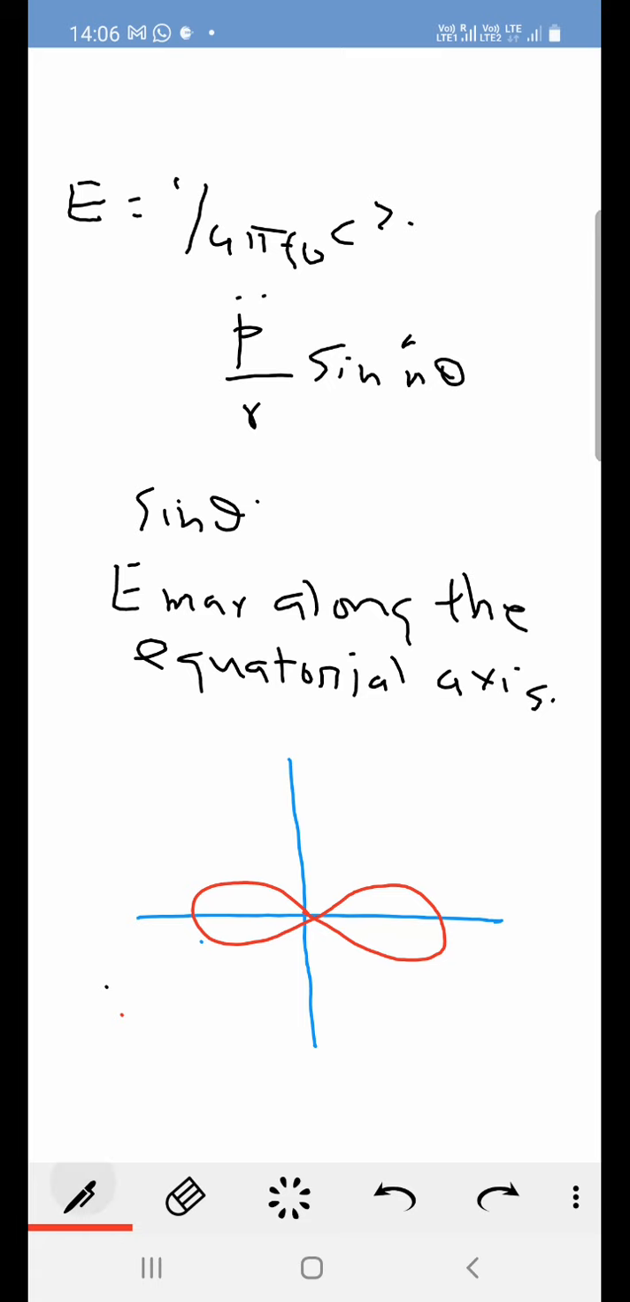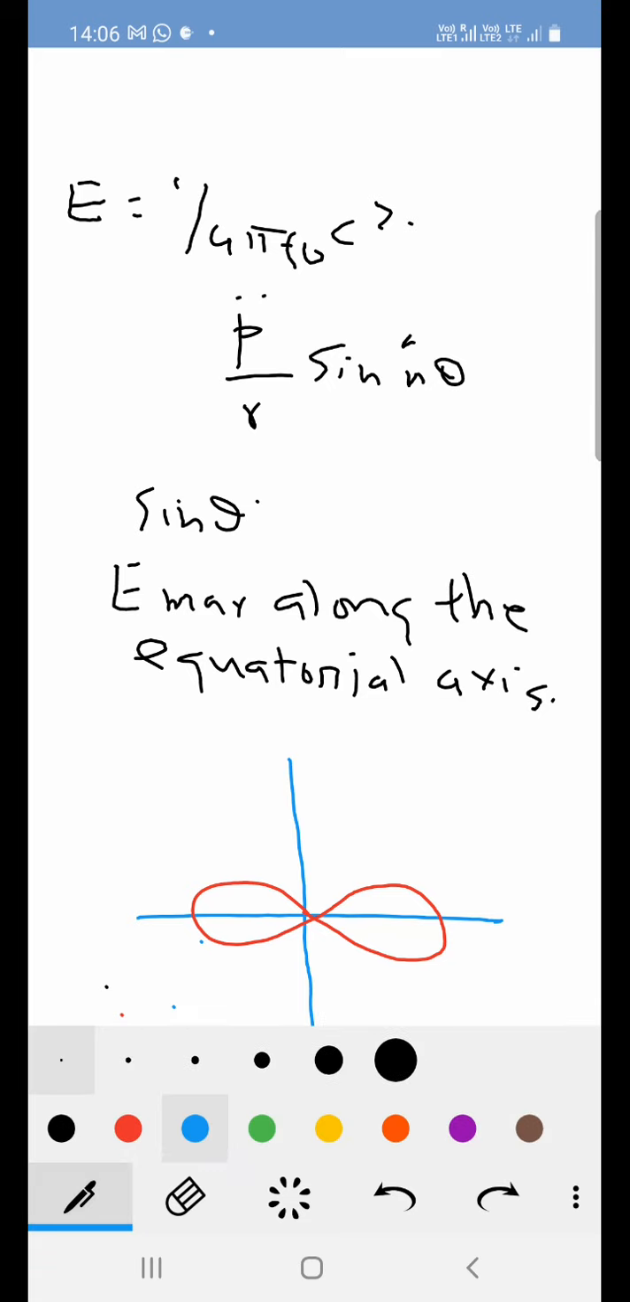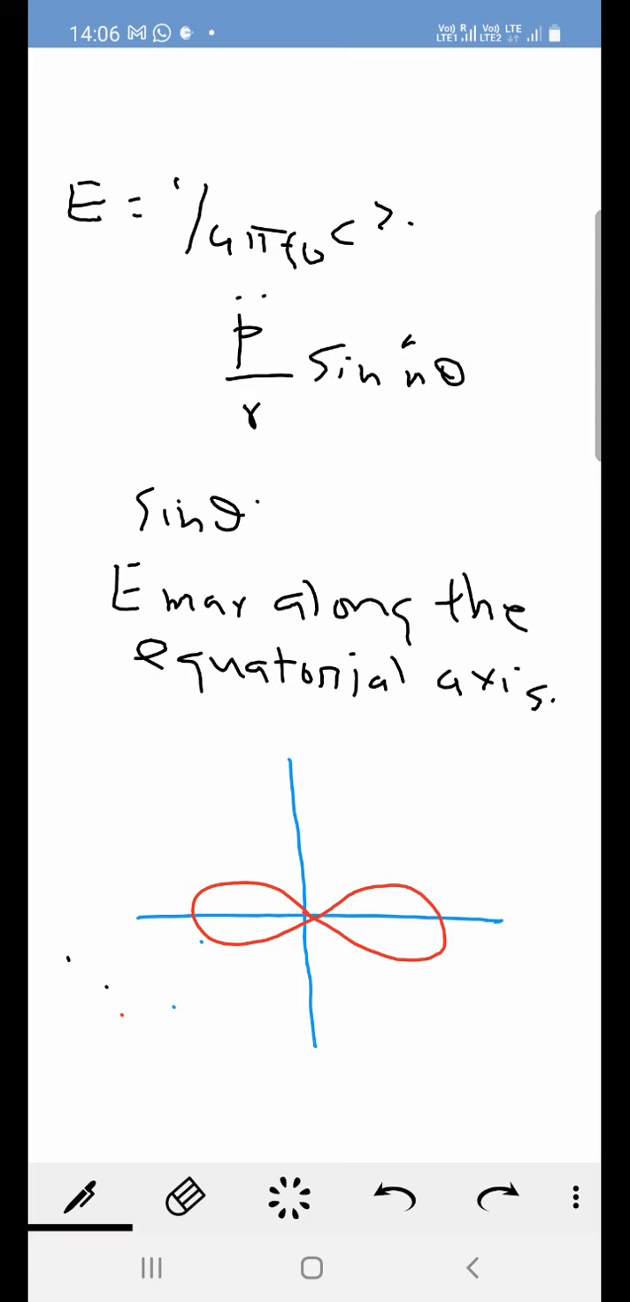So this is the dipole axis, and this is the equatorial axis, and this is the angle theta.